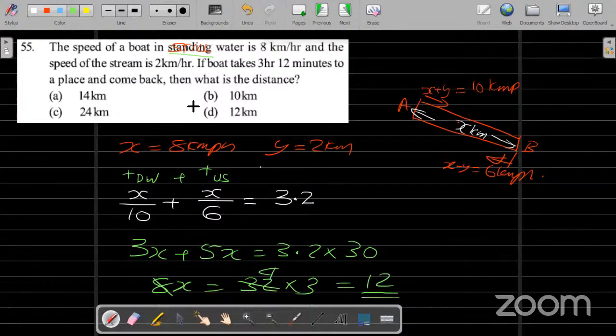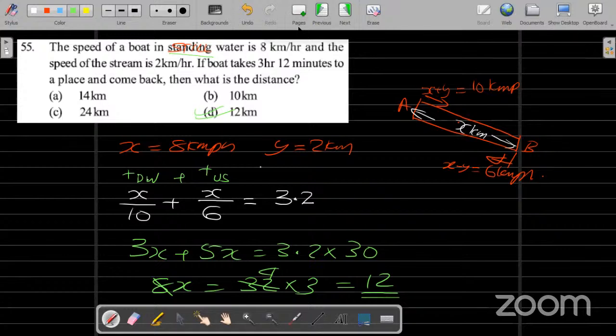Distance from A to B is 12 kilometers. Hope it is clear. Traveling in the downward direction, the effective speed of the body will be x plus y. That is x plus y is 10. Opposite direction is x minus y.